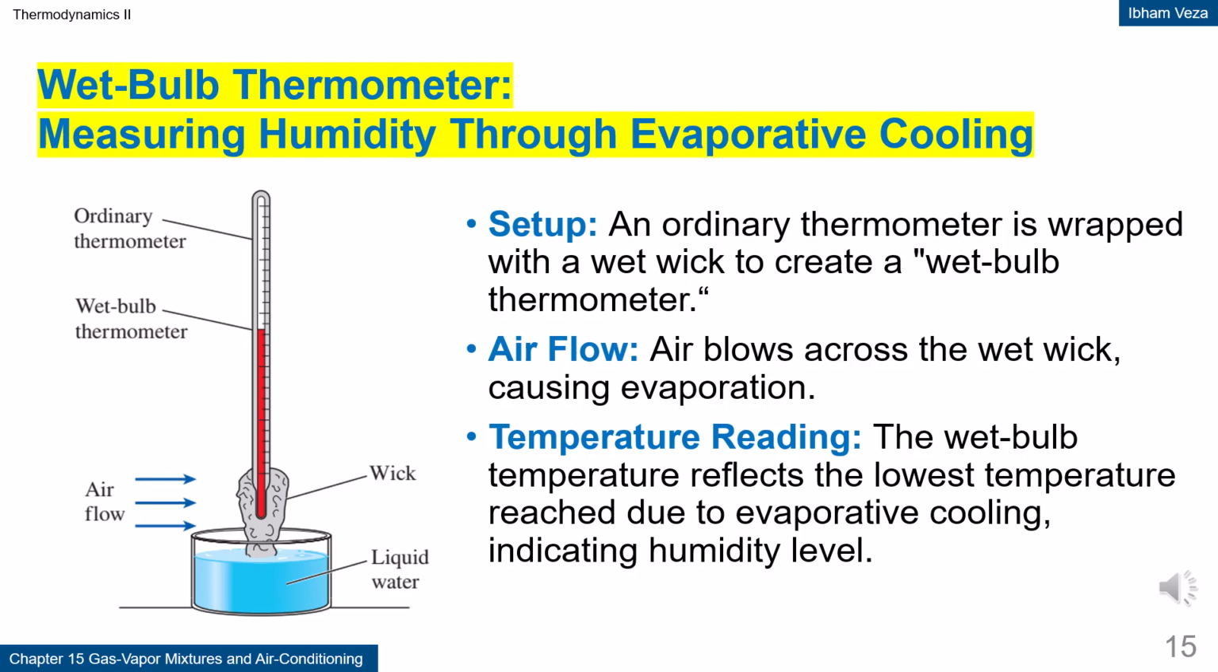Wet bulb thermometer. A wet bulb thermometer is made by wrapping the thermometer bulb with a wet wick. When air flows over the wet wick, evaporation occurs. This evaporation absorbs heat and lowers the measured temperature. This temperature is directly related to the humidity level of the air.